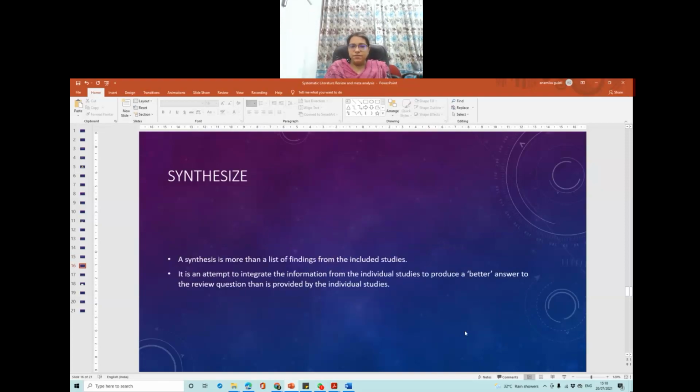Then we have finally the synthesis. We want now the answer. So synthesis is more than a list of findings from the included studies. What we have done now: we developed the research question, we drafted the protocol, we conducted the searches, we got the hits, we did the primary screening, we did the secondary screening, we did the data extraction.